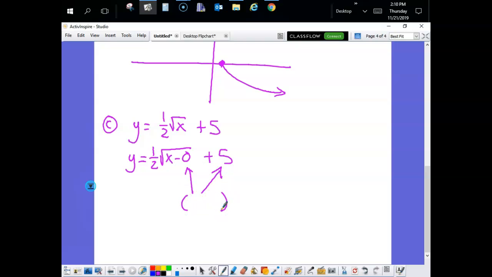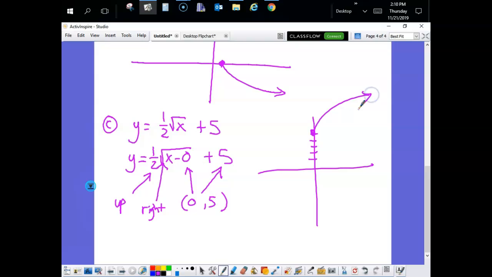All right, so now 0 here, 5 there. They're both positive. So this one means I'm going to go up, and this one means I'm going to go right. So starting from the point 0, 5, which is up here, I'm going to go up and to the right. And there's my square root function. Okay? That's pretty much it.